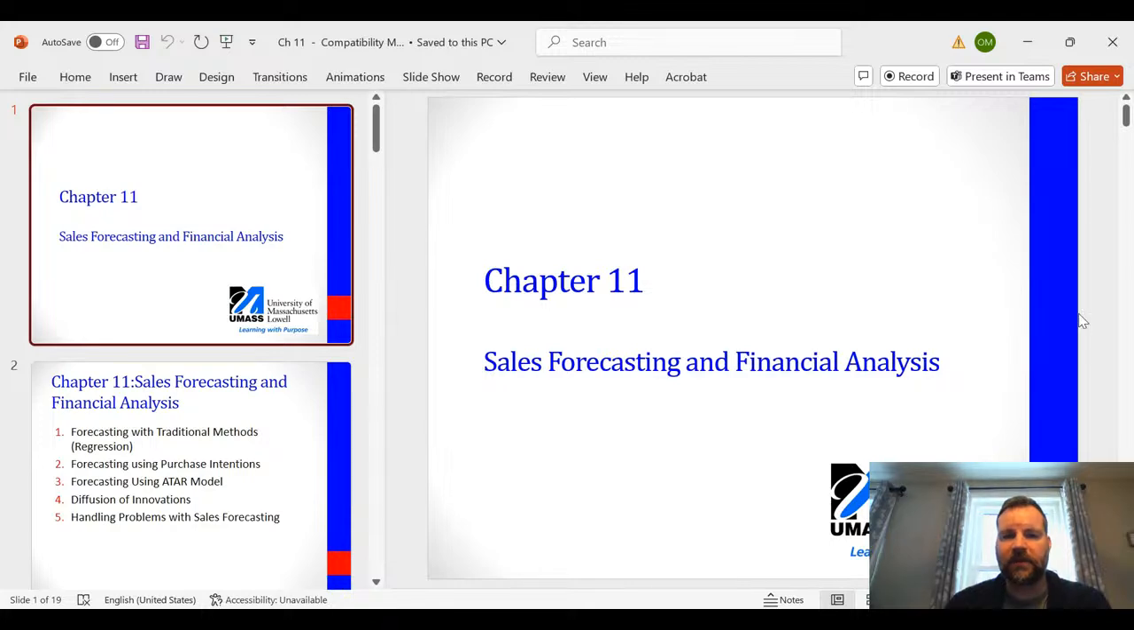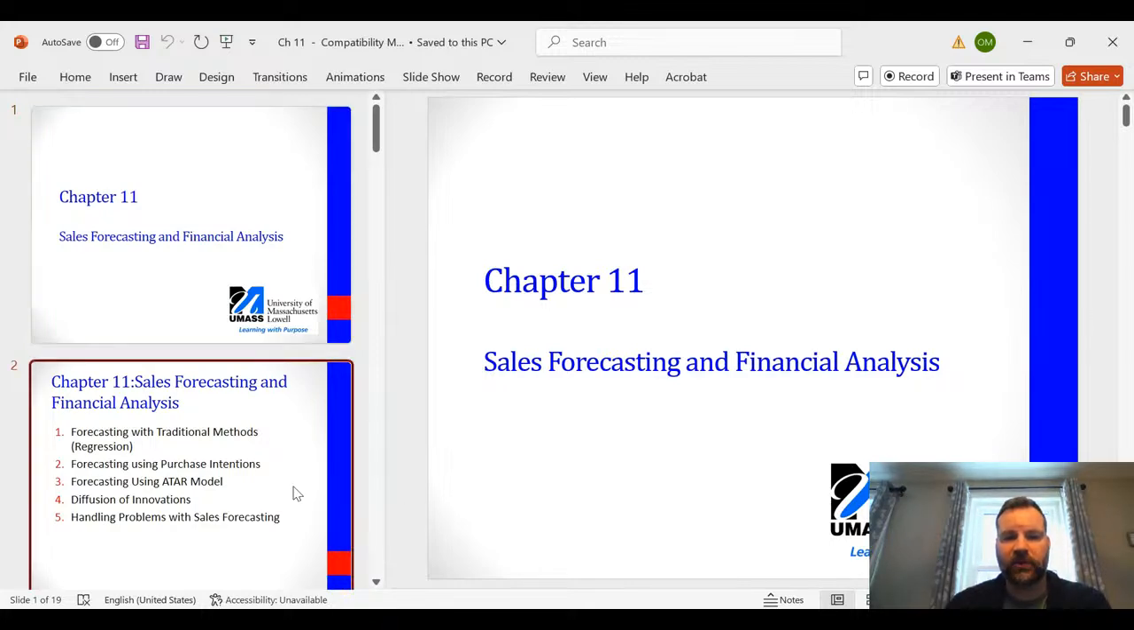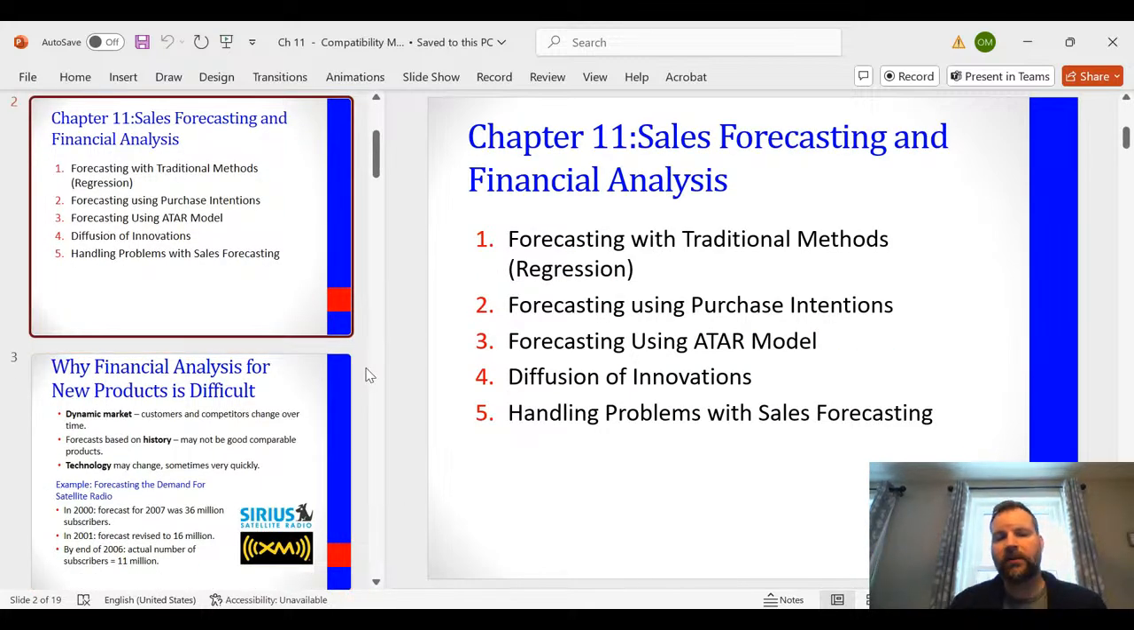So Chapter 11 focuses on sales forecasting and financial analysis. We're going to go through a couple different methods that can be used for this approach. Some of these you might be somewhat familiar with, like regression analysis and ATAR model. We'll talk about some of these in more detail. Some of them, we maybe have not heard of yet.